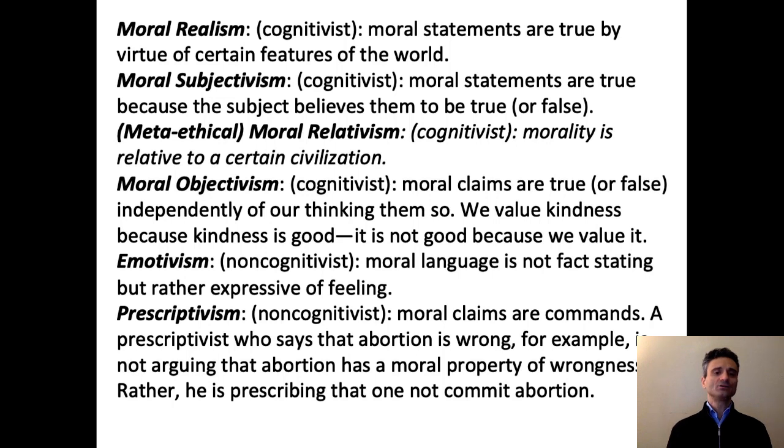For example, why do we value kindness? A moral objectivist will say that we value kindness because kindness is good, not the other way around. And finally, emotivism and prescriptivism. Emotivism is a non-cognitive moral theory. It says that moral language is not fact stating, but rather it's an expression of our raw feelings. And prescriptivism is the notion that moral claims are commands, prescriptions.